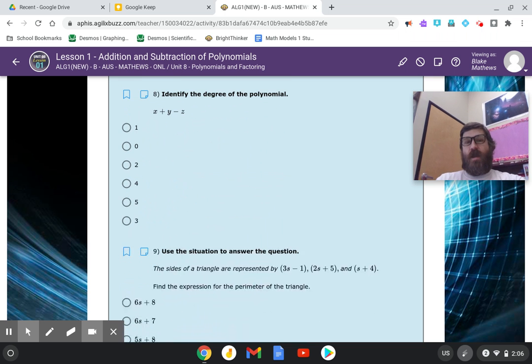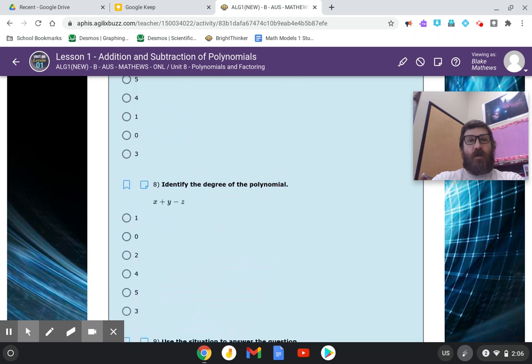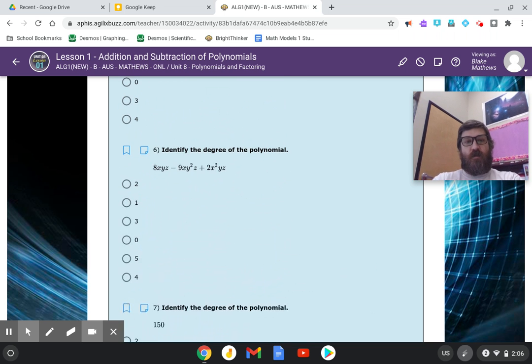Number 7, number 8. So for 5 through 8, what's the degree of the polynomial? Which term has the highest number? That's the number you use. Remember, terms are each individual part. Like here, this is a term, this is a term, this is a term. 3 terms. So go through each term. Which one has the highest degree?